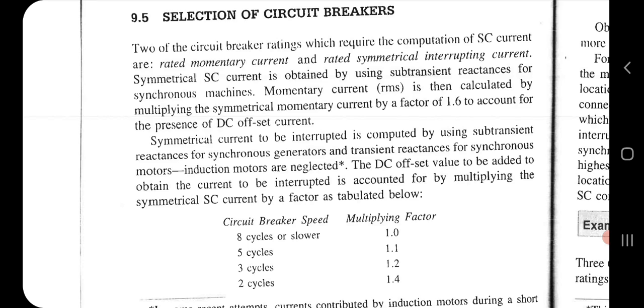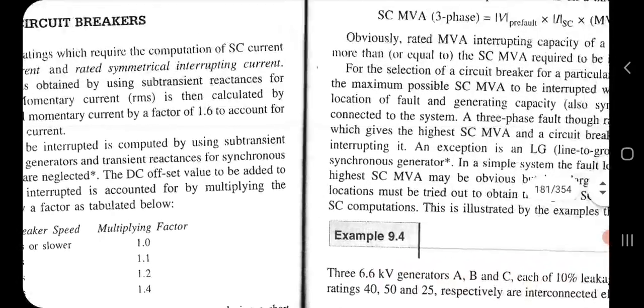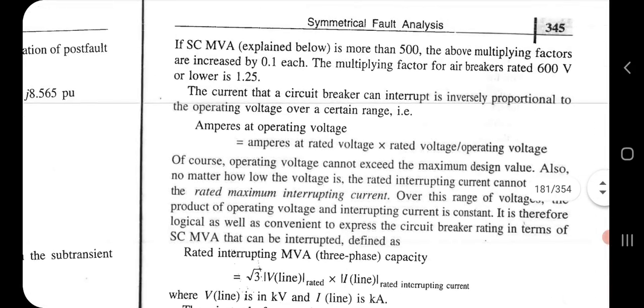Okay, 1.56. So now this is a circuit breaker table, which shows the number of cycles, and a multiplying factor, in how many cycles you want to open the circuit breaker. They have given cycles, and this is the multiplying factor they have given. Some formulas have also been given for calculation, which is very important.